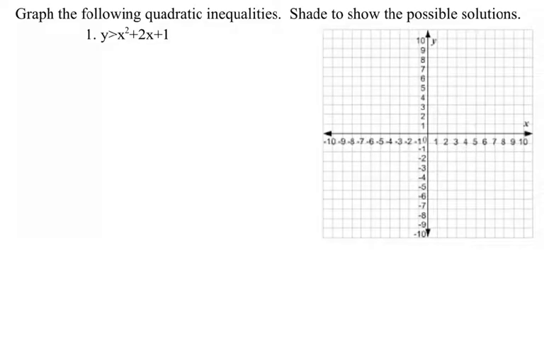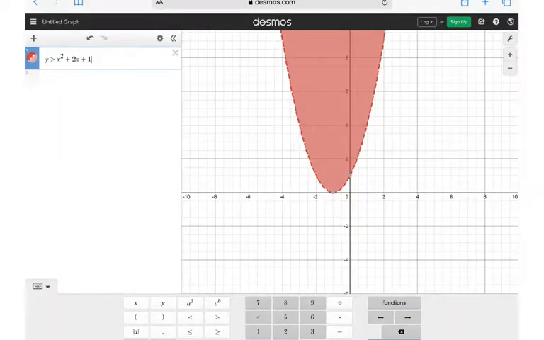Okay, so here's the first one. Graph the following quadratic inequalities. Shade to show the possible solutions. All you have to do is go to desmos.com/calculator and type this in. So go ahead and pause the video and try it in 1, 2, 3. Alright, so this is what should pop up.